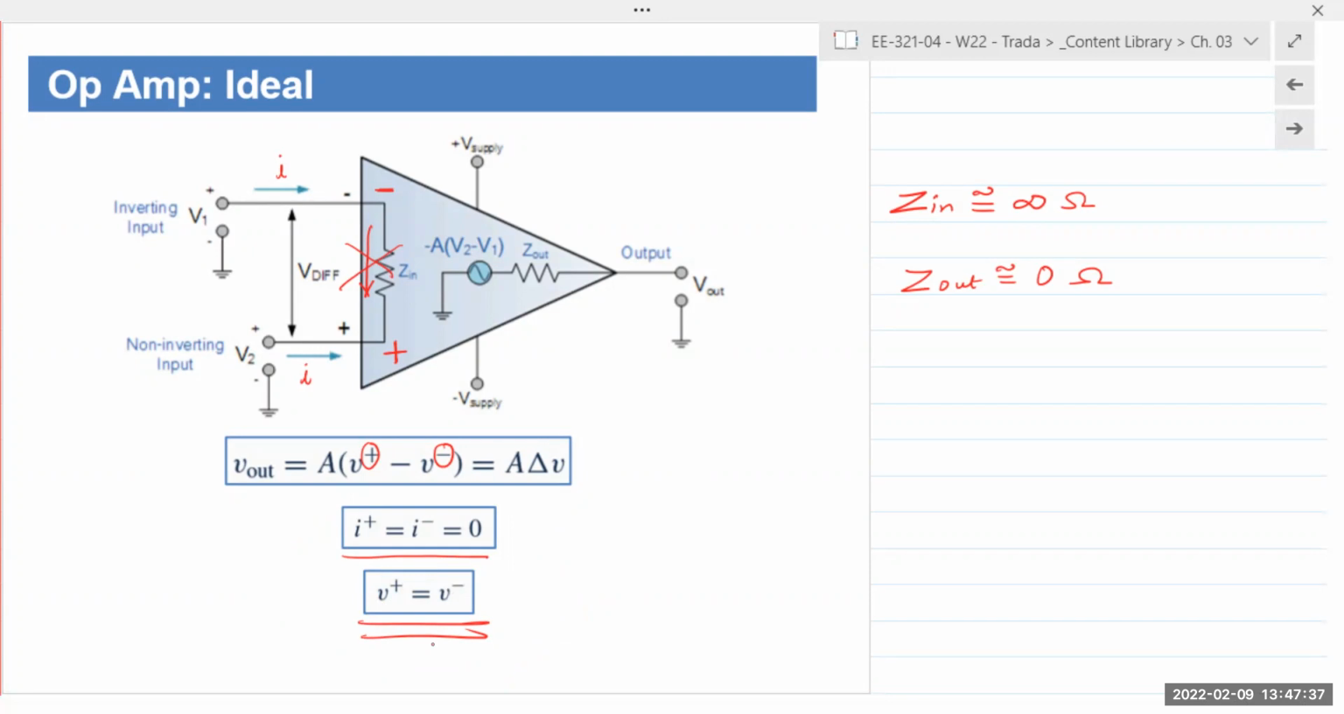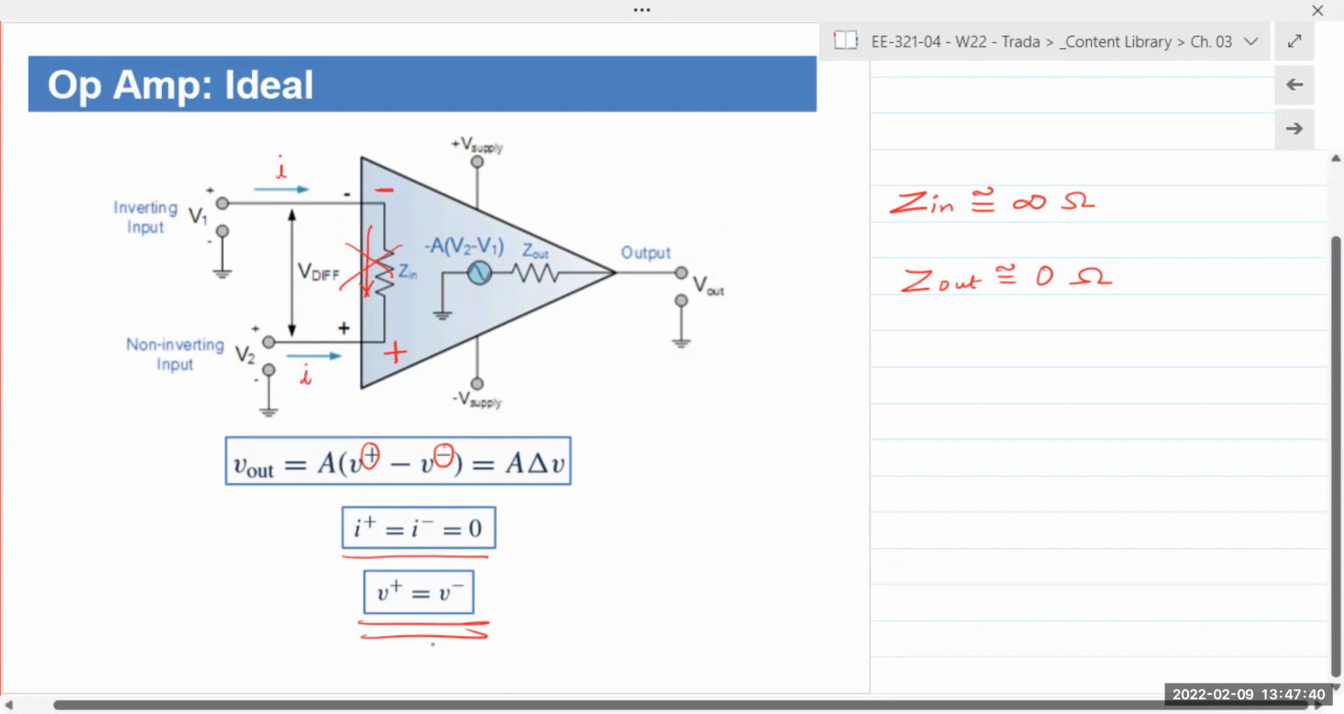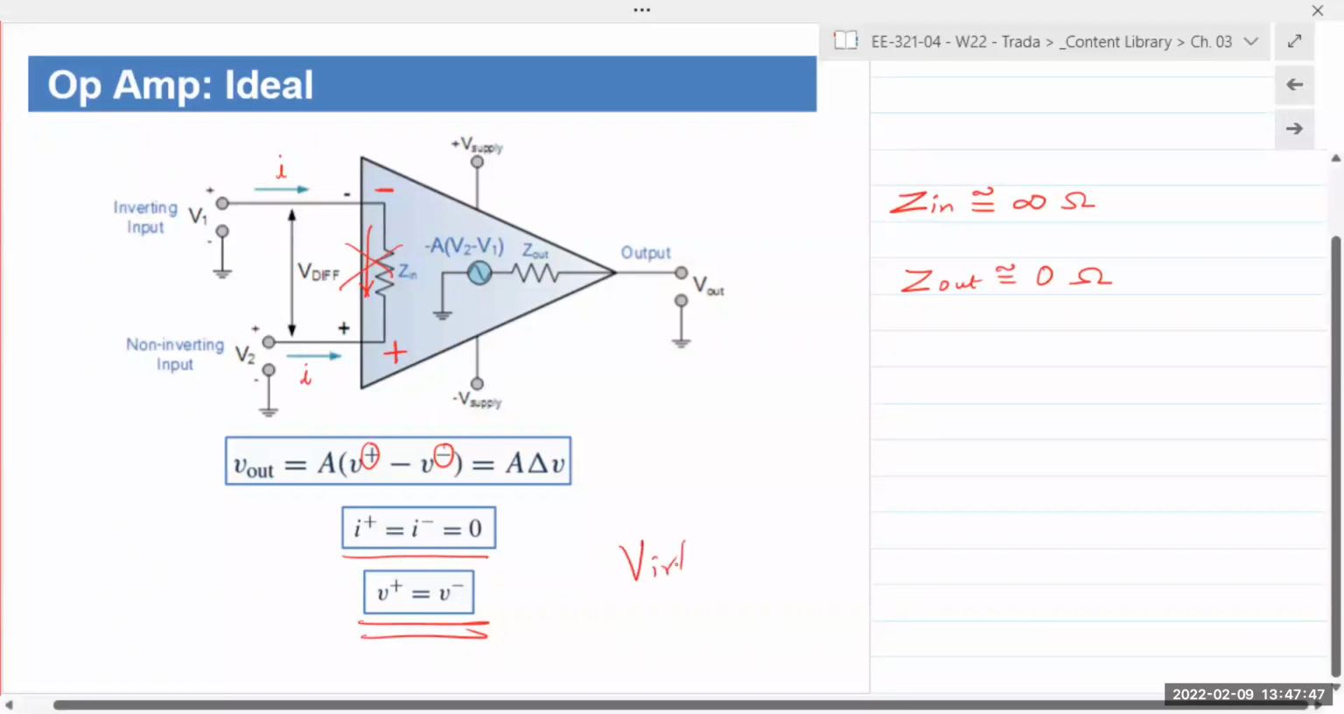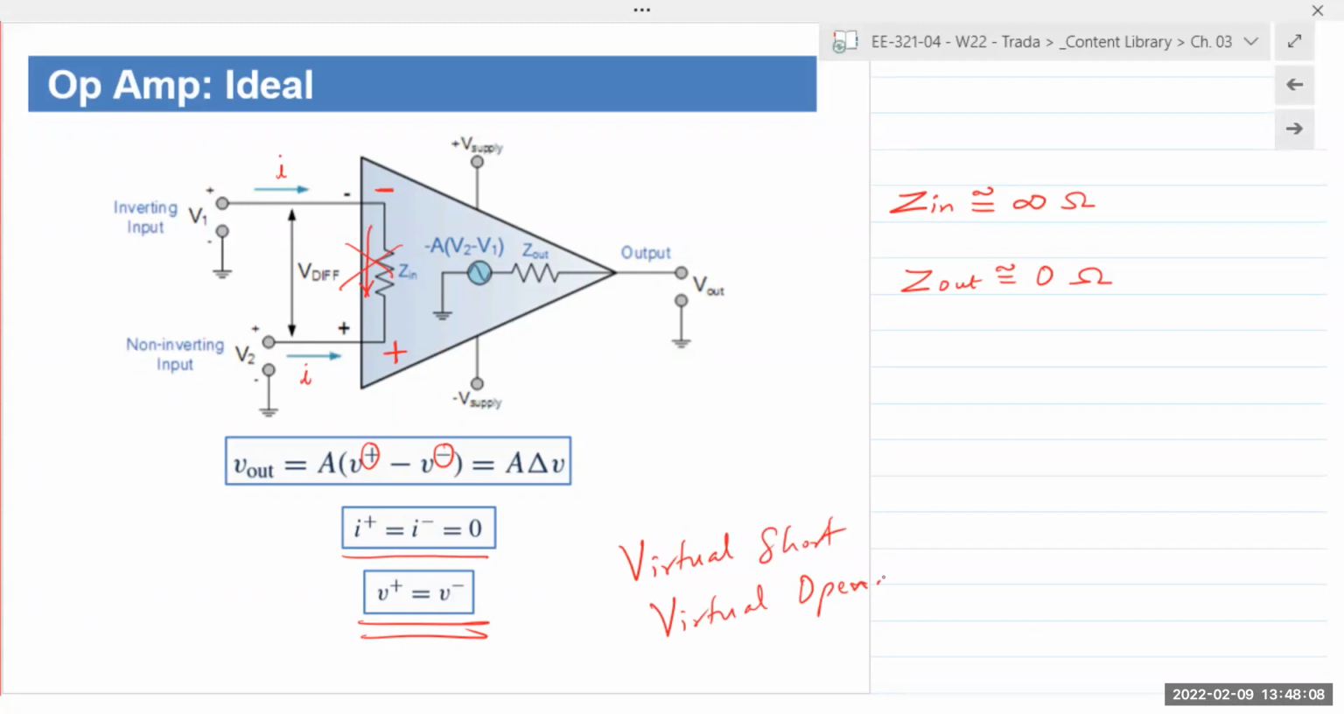And we call this concept a virtual short. It is known as the concept of virtual short. It would be just the same to say that it is a virtual short and virtual open. You can look at it in both ways and both of them would be true because current is 0 and voltage is the same. Okay.